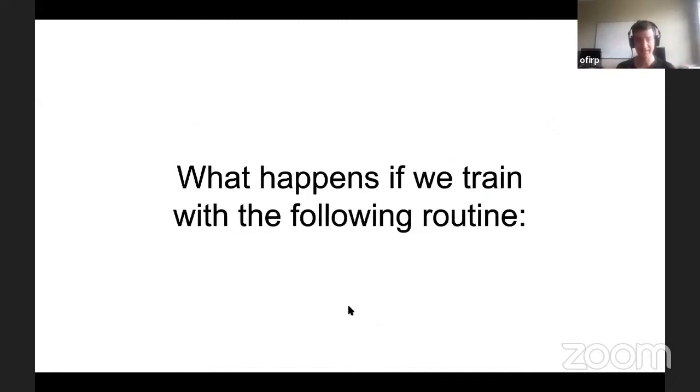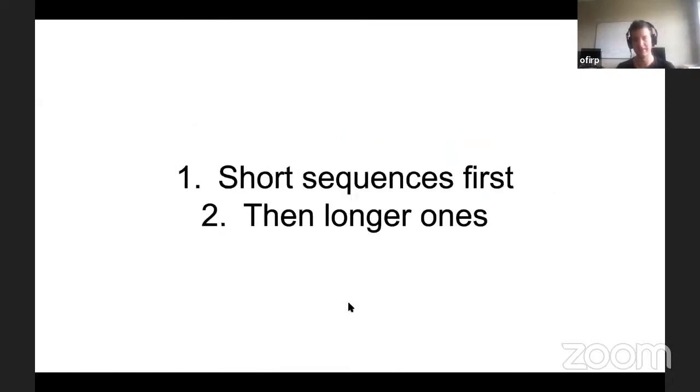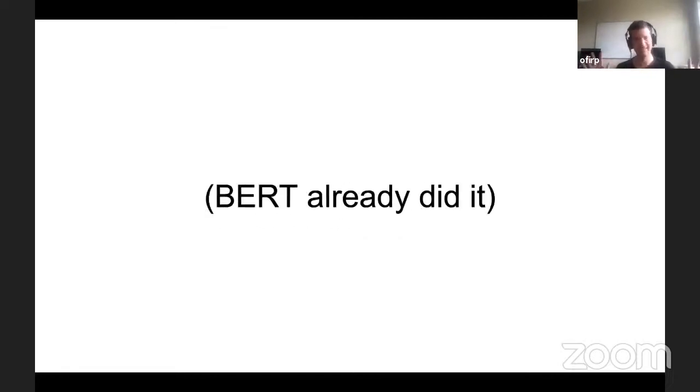So the obvious question to ask is, what would happen if we do the following? Let's train on short sequences first, and then take that model and continue training for a bit more on longer ones. That's our method. We call it stage training. We're definitely not the inventors of this method. BERT already did it a few years ago, and I recently discovered that people are now doing this in vision as well, for vision transformers. So it's definitely something that other people have already proposed.